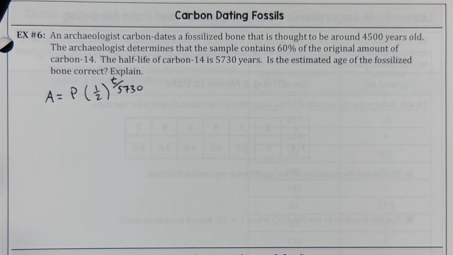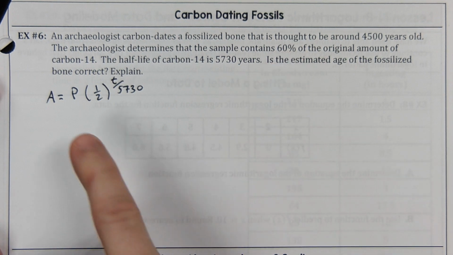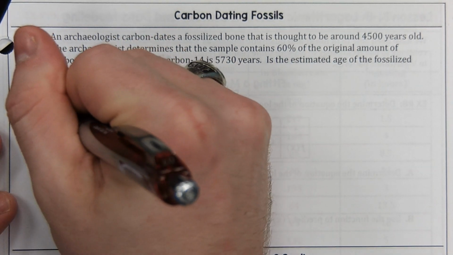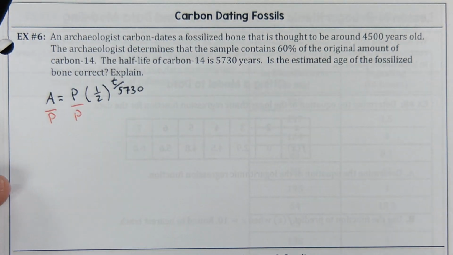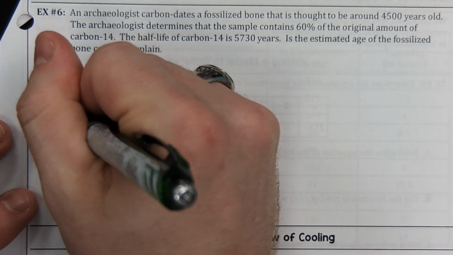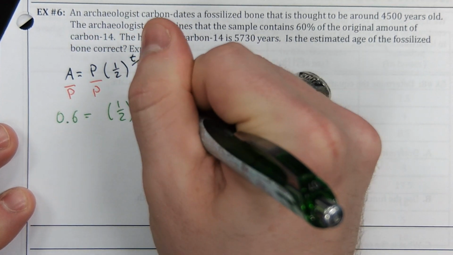Okay, so we need to get an estimate for the age, and what we know is that we have 60% remaining. That's what we know. That means if we divide by p, we get 0.6. That's what we're being told. I have 60% remaining. So 0.6 equals 1/2 raised to this fraction.